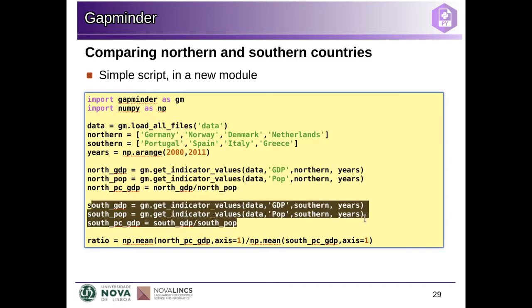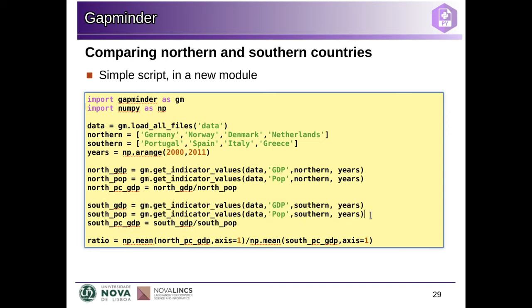Okay, so I do the same thing here for the southern countries, and so I get the per capita GDP for the northern countries, for the southern countries, and now I can compute the ratio between the two. So I can take the per capita GDP of the northern countries, and compute the mean along the columns.